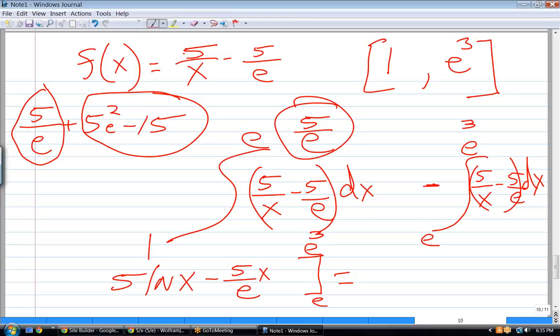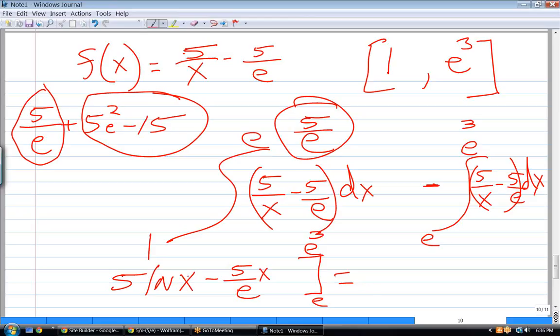So I guess my question is, why is it not negative 5 over e? Because it was being subtracted. In other words, you take the evaluation at the upper limit and subtract off the evaluation at the lower limit, and the lower limit was minus 5 over e, but it was being subtracted from 0, which turned it into a plus 5 over e. Okay, now let's evaluate this expression between these two limits.